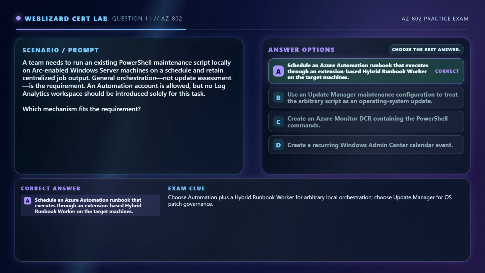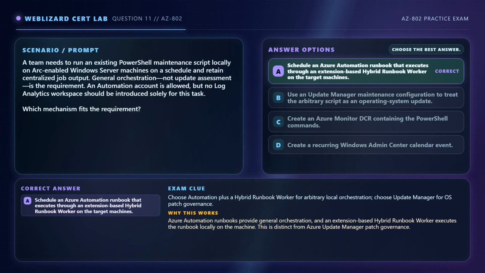The correct answer is A. Schedule an Azure Automation runbook that executes through an extension-based hybrid runbook worker on the target machines. Azure Automation runbooks provide general orchestration, and an extension-based hybrid runbook worker executes the runbook locally on the machine. This is distinct from Azure Update Manager patch governance. Exam clue. Choose automation plus a hybrid runbook worker for arbitrary local orchestration. Choose Update Manager for OS patch governance.